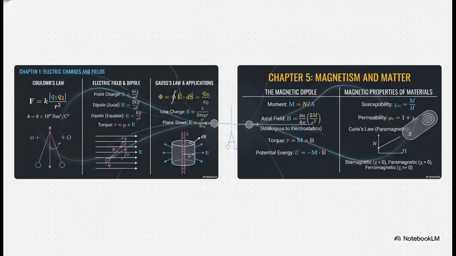And this right here, this illustrates the beautiful symmetry in physics. The formulas you studied back in chapter 1 for an electric dipole, for torque and potential energy, are almost identical to the formulas in chapter 5 for a magnetic dipole. Just look, over there it was tau equals P cross E, here it's tau equals M cross B. So don't just memorize physics, try to understand the patterns. It'll make your life so much easier.